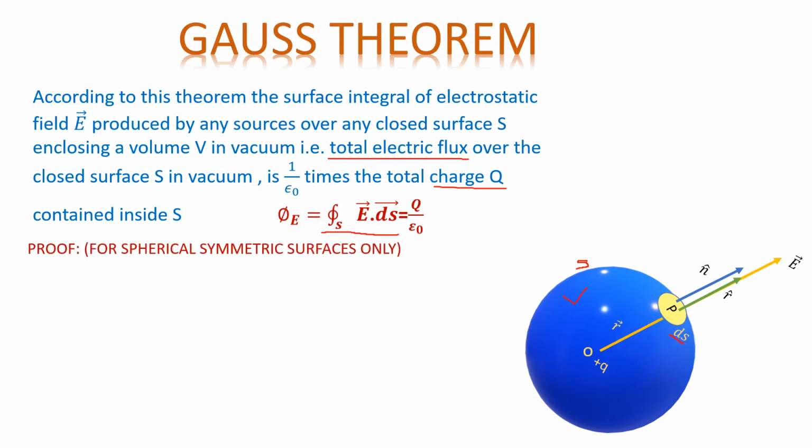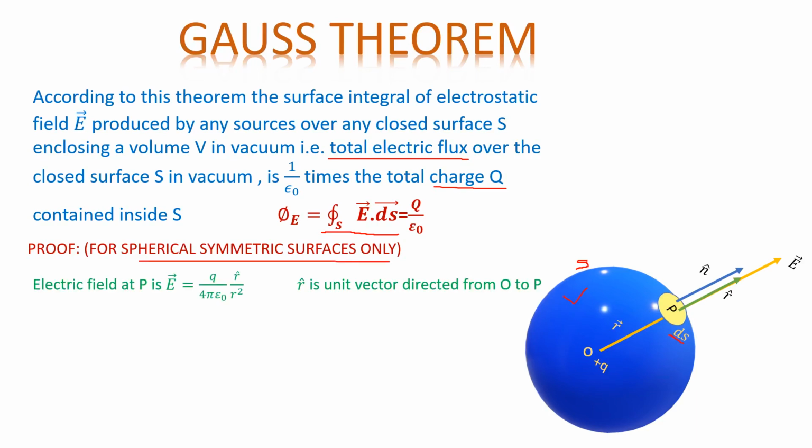Now we will prove that total electric flux is equal to 1 upon epsilon naught times charge. The Gauss theorem is applicable for spherical symmetric surfaces only. If we find the electric field at point P, the electric field due to charge Q is equal to Q upon 4 pi epsilon naught r square. R cap is the unit vector directed from O to P.